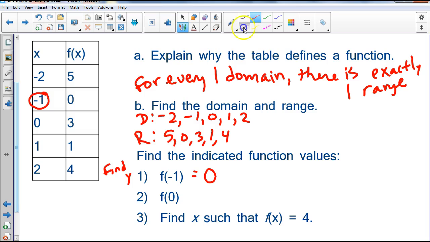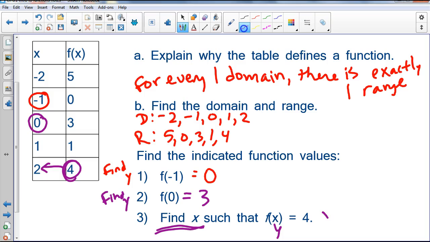So number 2, same thing, it's telling you find f at 0. So that means find y when x is equal to 0. X is 0 here, so that means the y value is 3. This one even tells you in words, find x such that f of x is equal to 4. F of x really stands for y. It's saying find when y is 4, what is x? So the answer to that is x is 2 when y is 4.